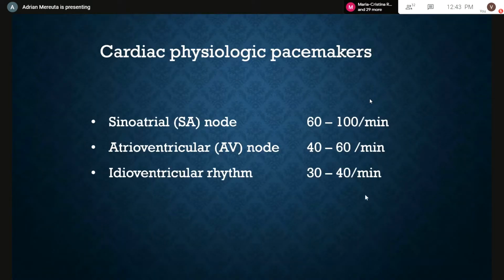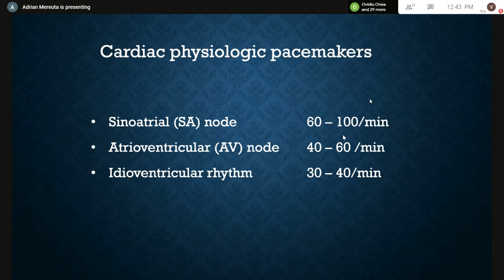Usually, there are three natural pacemakers. One is what we know very well, the sinus rhythm. It's the sinoatrial node depolarization, which is usually between 60 and 100 per minute. That is the normal heart rate that you know.